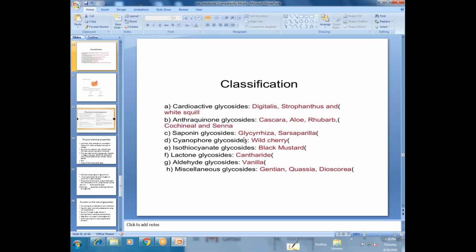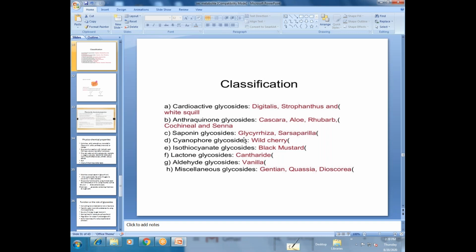Cardiac glycosides, digitalis; anthraquinone glycosides, aloe or senna; saponin glycosides, Glycyrrhiza glabra, licorice; cyanogenetic, wild cherry bark or bitter almond. Almond is what we eat, but this is a bitter almond which contains cyanogenetic glycosides. Then isothiocyanate glycosides, which are in black mustard. The mustard we use contains isothiocyanate glycosides.